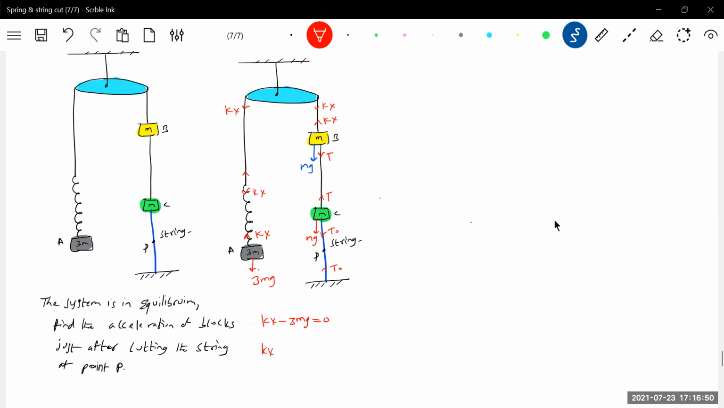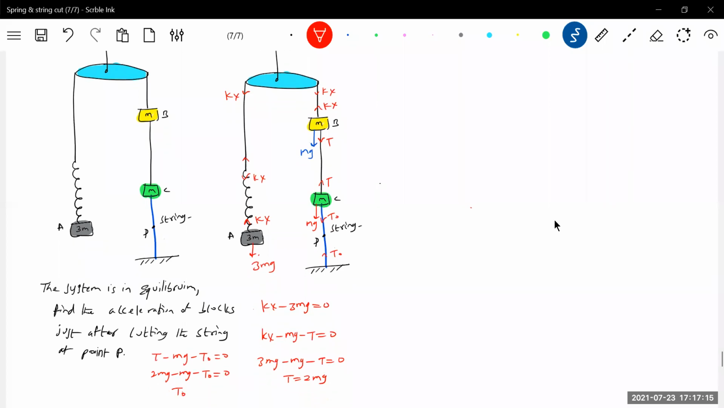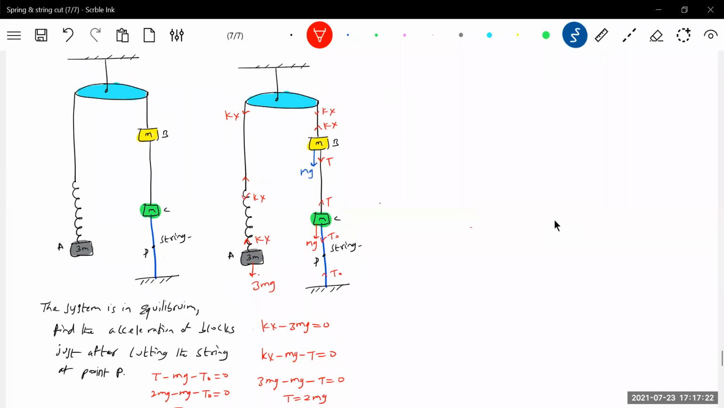Kx minus mg minus T naught equals 0. Kx equals 3mg. Can we get the tension T naught? That also we can do. Kx minus mg minus T naught equals 0. Okay, we got tension, spring force, everything. Now I'm going to cut it.